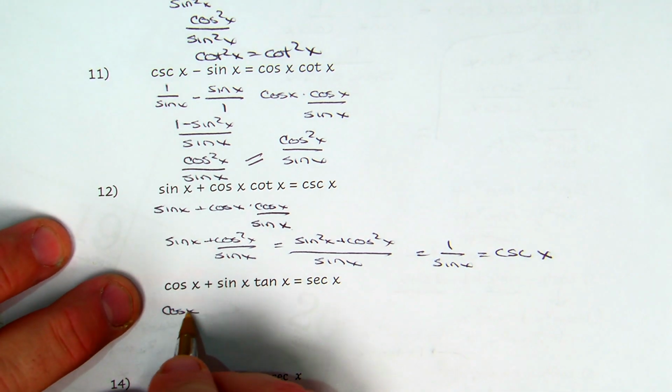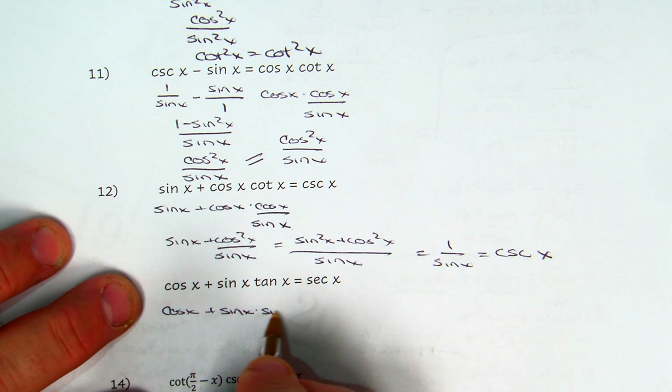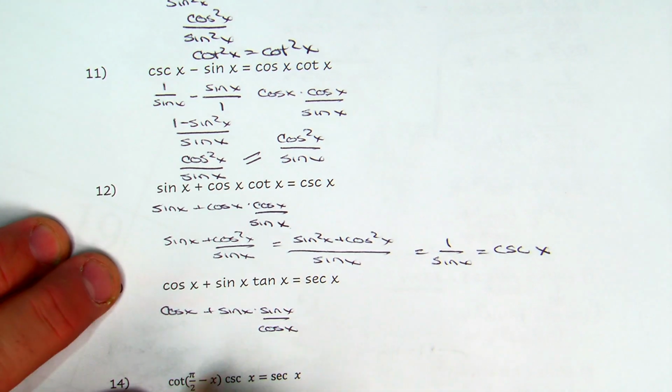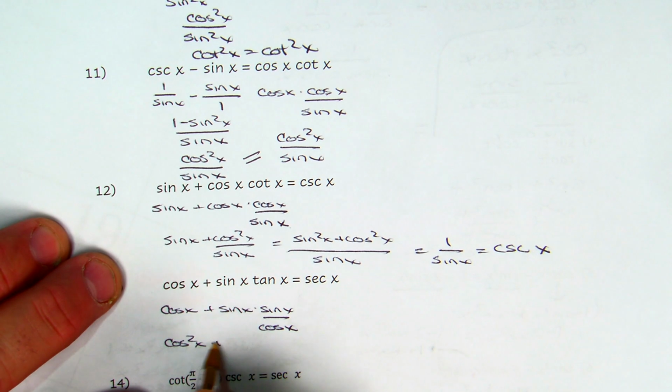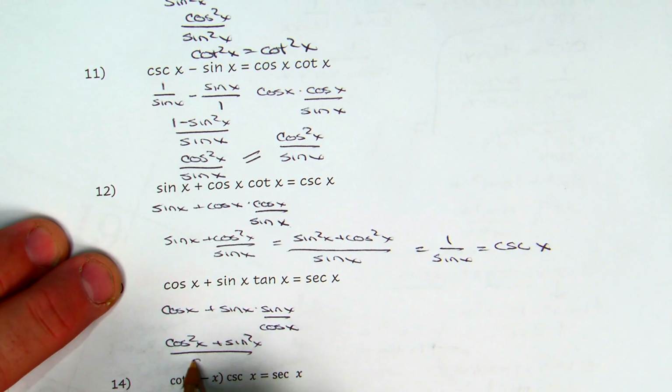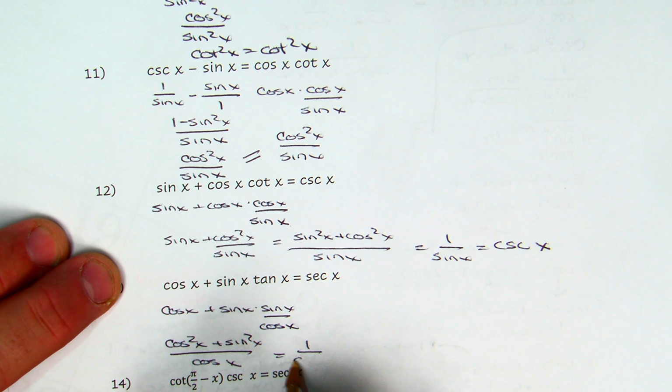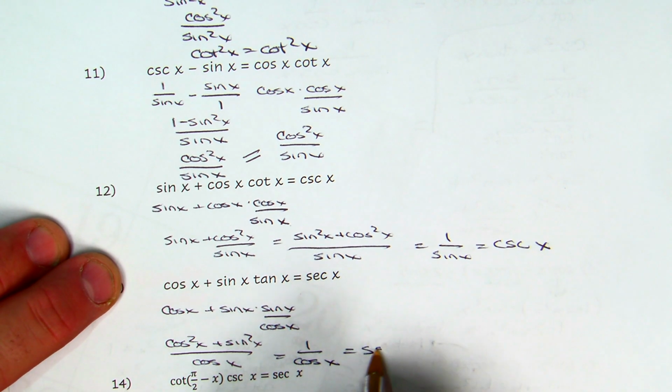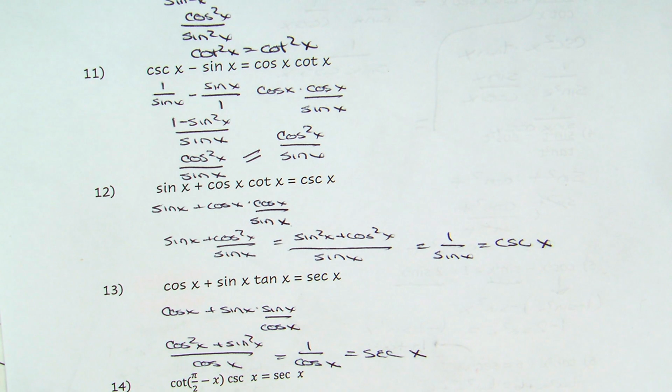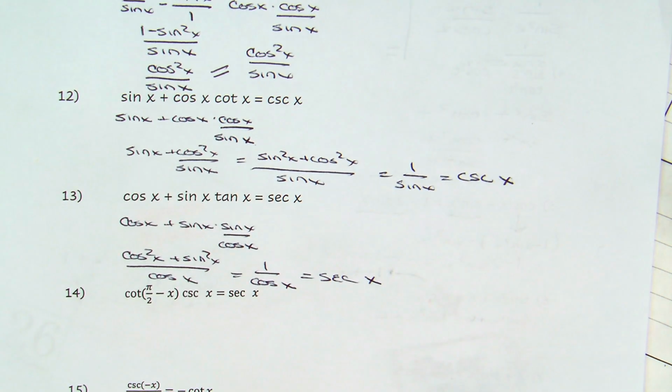Cosine x plus sine x times sine x over cosine x becomes cosine squared x plus sine squared x over cosine x equals 1 over cosine x, which equals secant x. If you only work with one side, you can just show the one side. If you work with both sides, as we sometimes have to do, then you've got to show the work on both. Good.